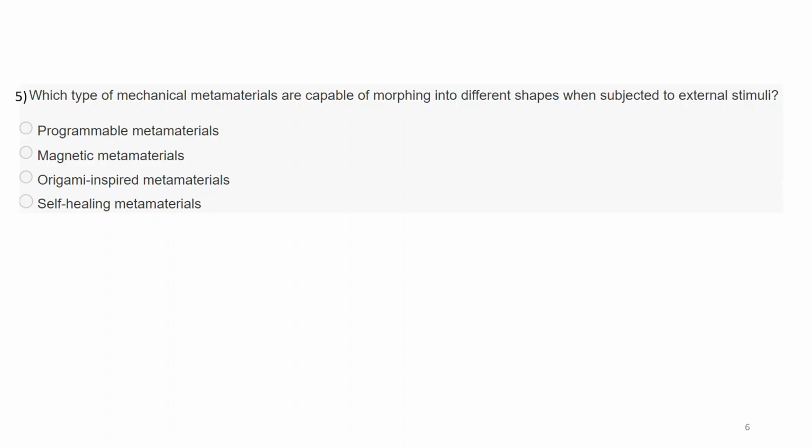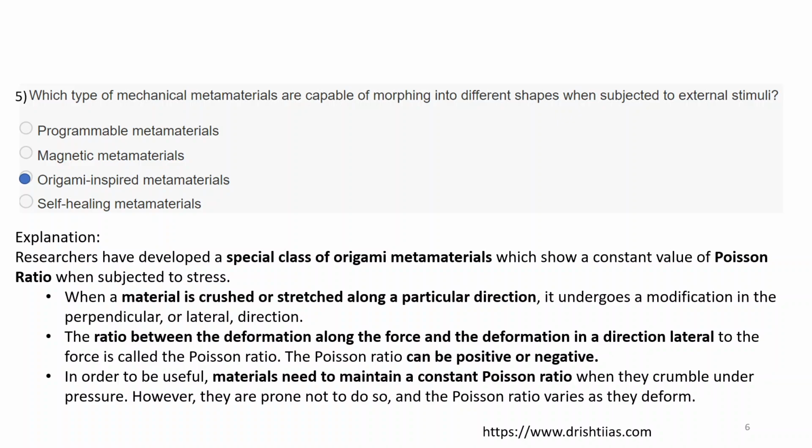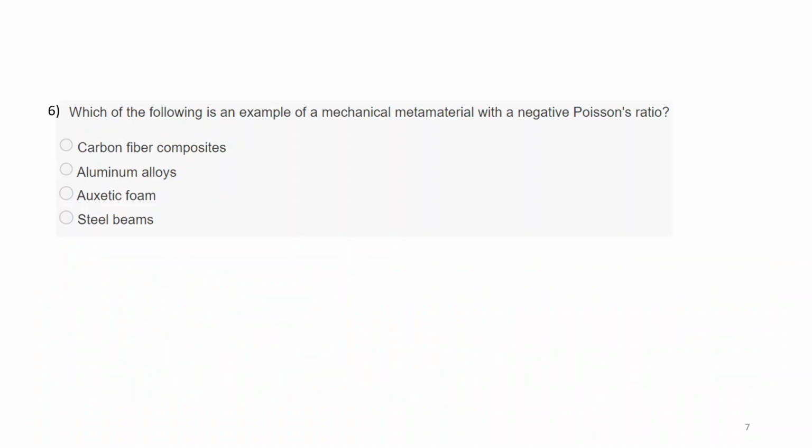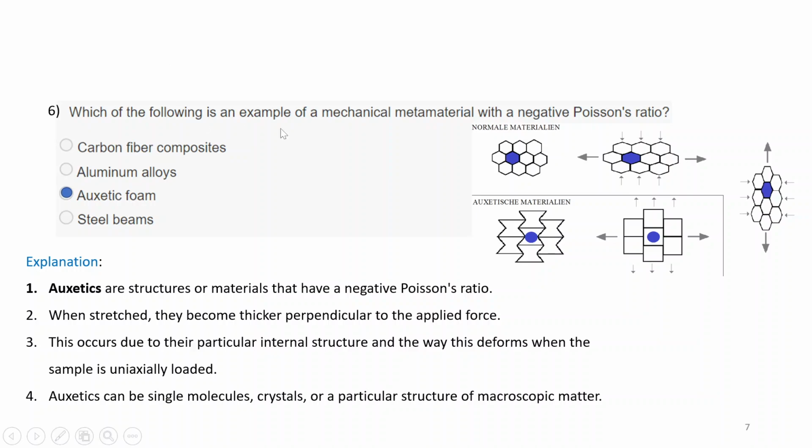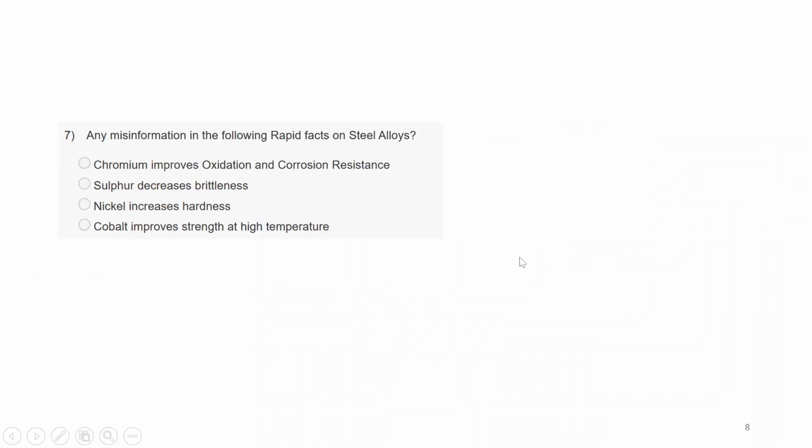Next is which type of mechanical metamaterial? Then again you have origami type of metamaterials. And in this case, which of the following is an example of a mechanical metamaterial with a negative Poisson's ratio? This one will be auxetic form. So these are pretty straightforward.